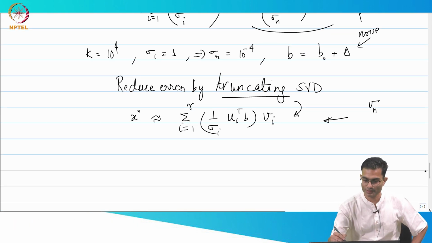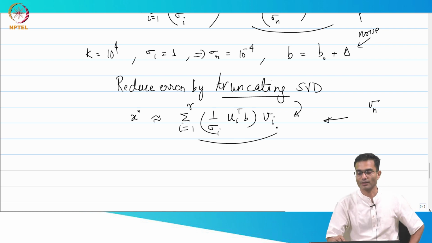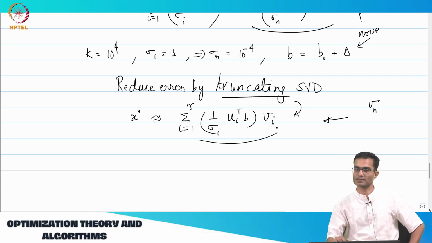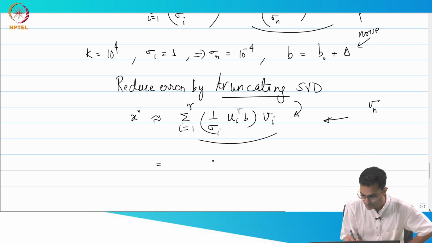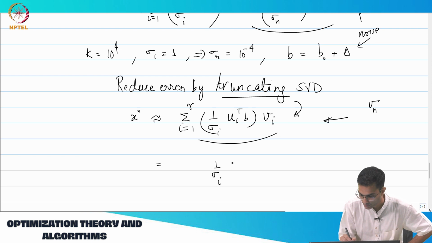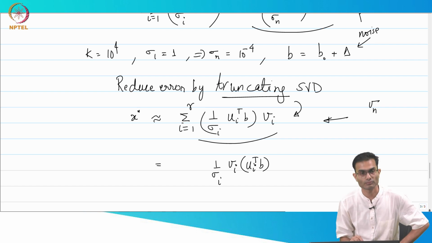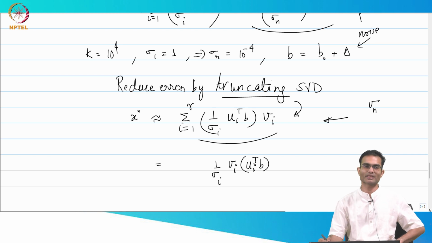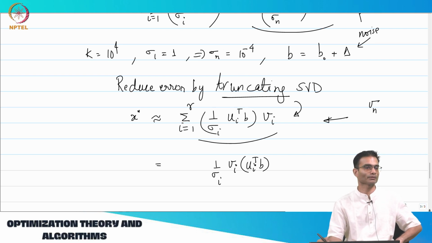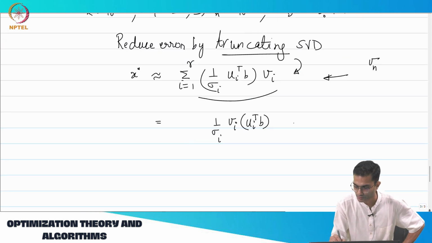Another way in which you find this expression which I have written over here, Ui transpose B, is it a scalar or a vector? It's a scalar. Vi is obviously a vector. Can I rearrange the order of scalar and vector? Who cares, right? So I could also write this as 1 by sigma i Vi Ui transpose B. Everyone agrees? Does this bracket have any real meaning, or can I skip writing that bracket altogether? I can skip it. So I can also write it like this.